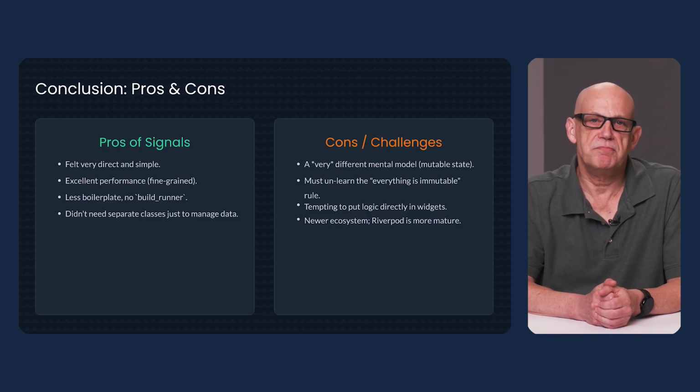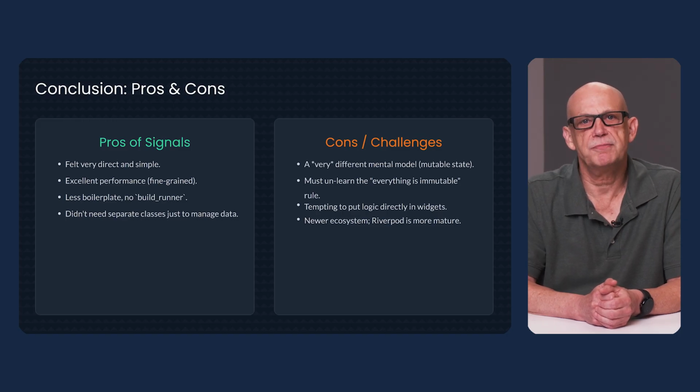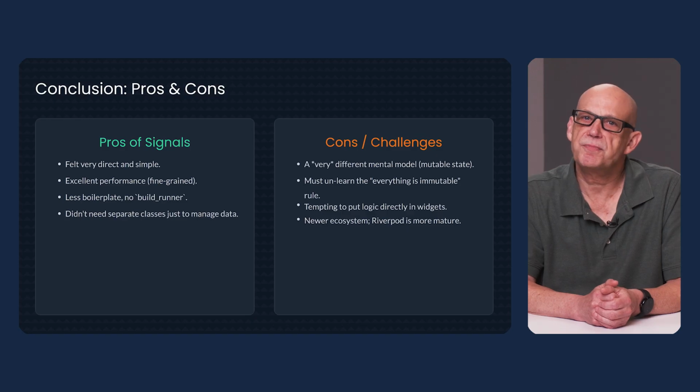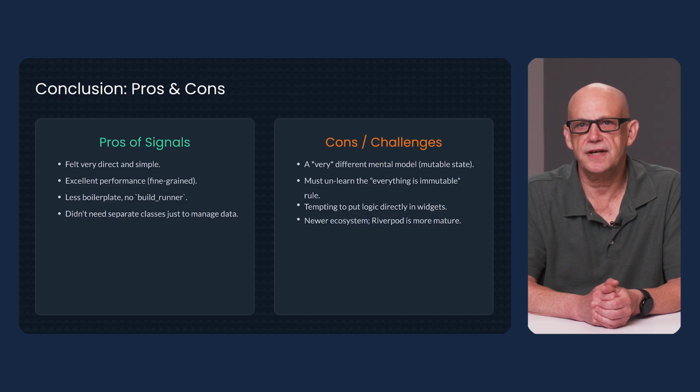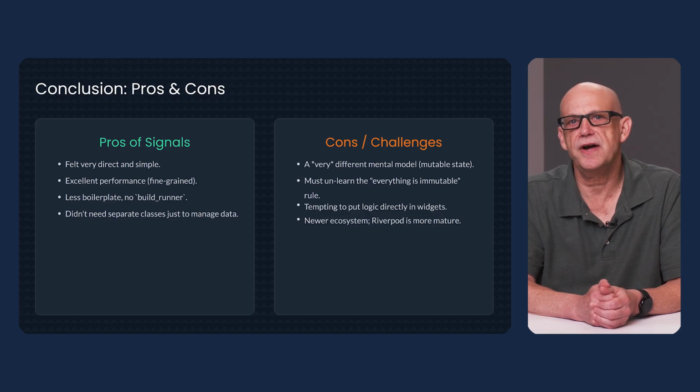It's a very different mental model. You have to unlearn the everything-is-immutable rule from Riverpod and Provider. It can be tempting to put too much logic directly in the widget. You still need to be disciplined and extract complex logic into separate functions or classes. Riverpod has a huge, mature ecosystem with features like .family, async notifier, and ref.onDispose, which are incredibly powerful. Signals is newer, so the patterns are still emerging.